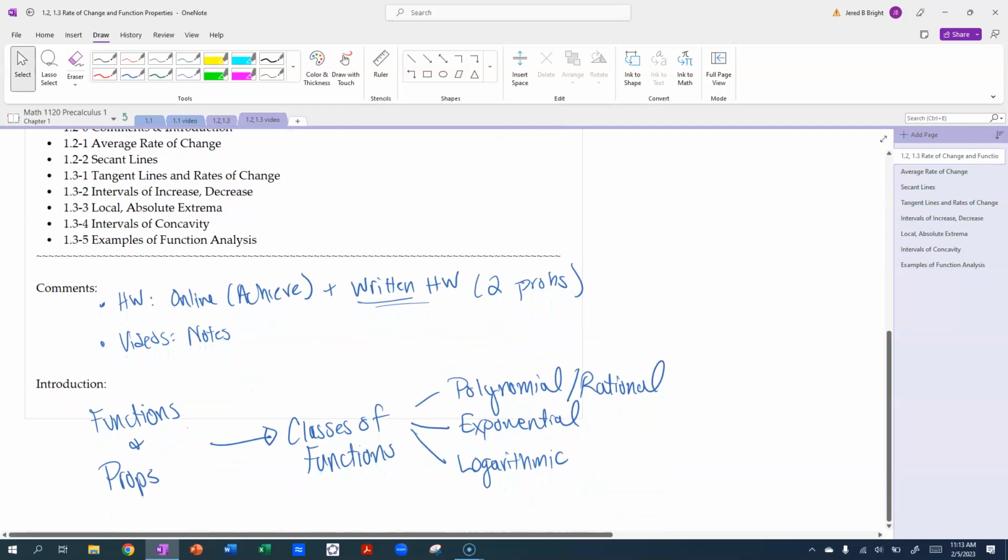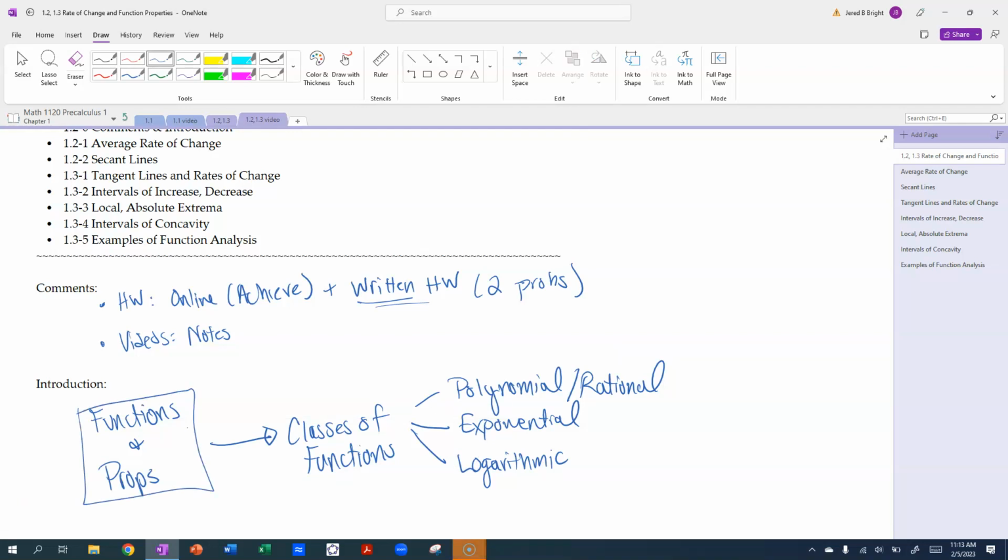Now, my other comment is just so you understand where we're going in the course. We are going to eventually talk about classes of functions, and that's really split into three groups, really four. Polynomial and rational functions are the largest group of functions we're going to study. So that's going to take a while. And then the other two go very quick.